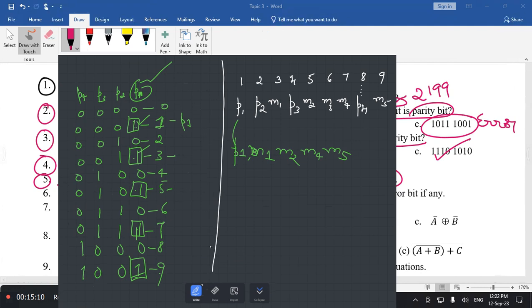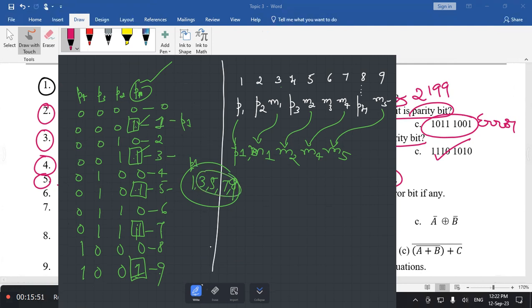What is there in bit position 3 here? M1, right? What is there in bit position 5? M2. What is there in bit position 7? M4. What is there in bit position 9? M5. And these positions, 1, 3, 5, 7, 9, all come from this column where you have all ones. Have you understood now? Now in this you see, this is your P1 only, and all this you have from the message bits.